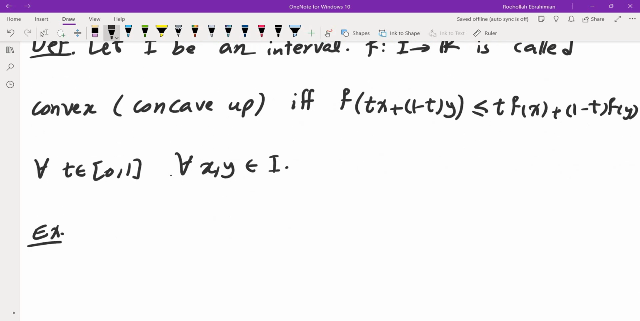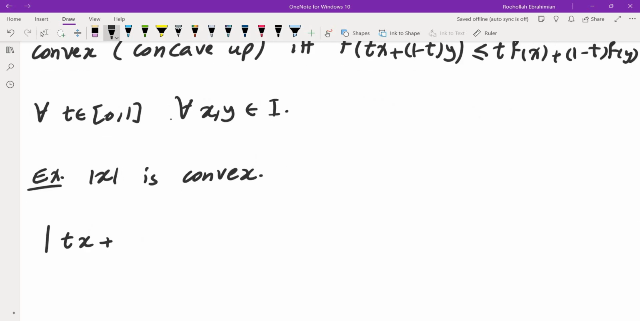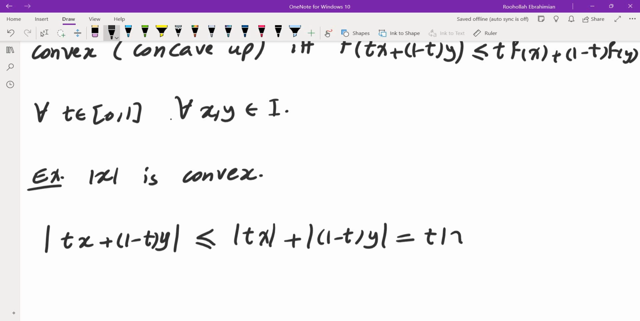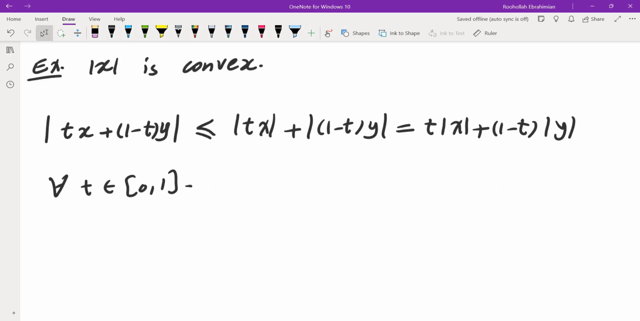Here are a couple of examples of functions that are in fact convex. Absolute value of x is convex, and the reason is if you look at absolute value of tx plus (1 minus t)y, this is less than or equal to, using the triangle inequality, absolute value of tx plus absolute value of (1 minus t)y, which is t absolute value of x plus (1 minus t) absolute value of y. And this is because t is between 0 and 1, which means t and 1 minus t are both non-negative. So that's the first example.